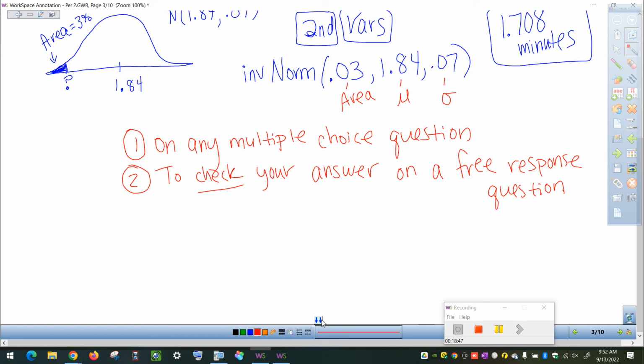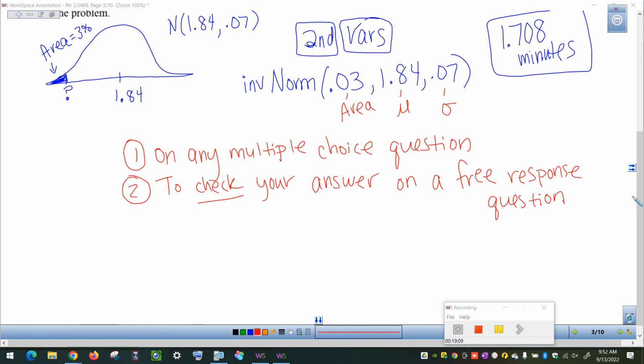However, when you go through all those steps there, if you have some time, for example on the test, go ahead and take out your calculator and check it. But you will not receive full credit if you're only doing the calculator steps on free response. But definitely, you can just do the calculator steps on multiple choice.